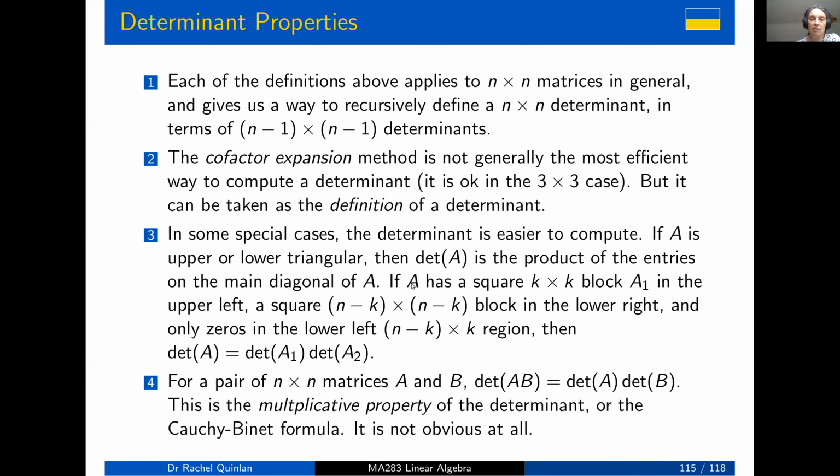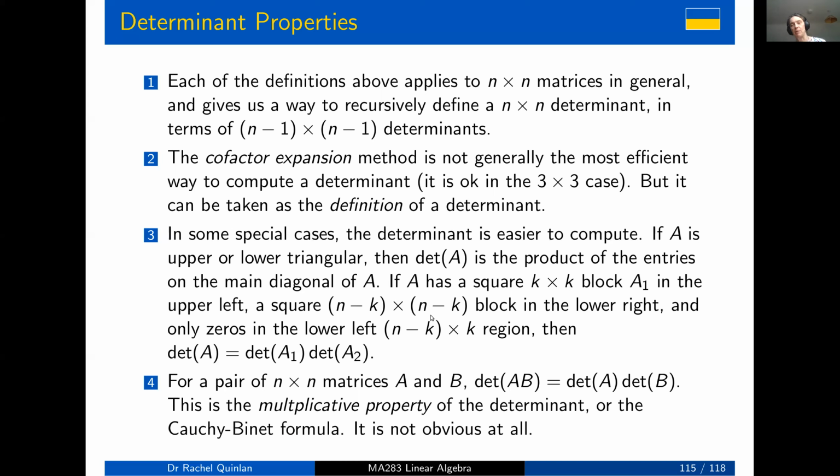Okay, and the other remark that I just make is that if you have a matrix which has a square k by k block in the upper left area, and then a square block of the complementary size n minus k by n minus k in the lower right area, and has just zeros in the rectangular block down in the lower left corner, then its determinant is just the product of the determinants of these two square blocks. Okay, that's not really obvious, but it's not too difficult to deduce using the cofactor expansion formula.